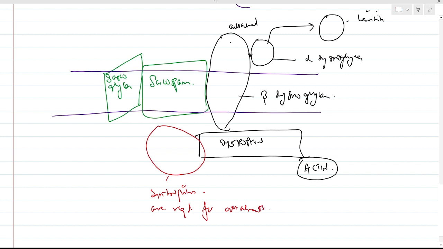So the purpose of drawing all this is to make you understand the structure of how dystrophin is attached to various proteins. There is sarcoglycan and sarcospan, to which beta dystroglycan and alpha dystroglycan are attached. To this alpha dystroglycan, laminin protein is attached. To this dystrophin, actin protein is attached. And for all these attachments, syntrophins are required.